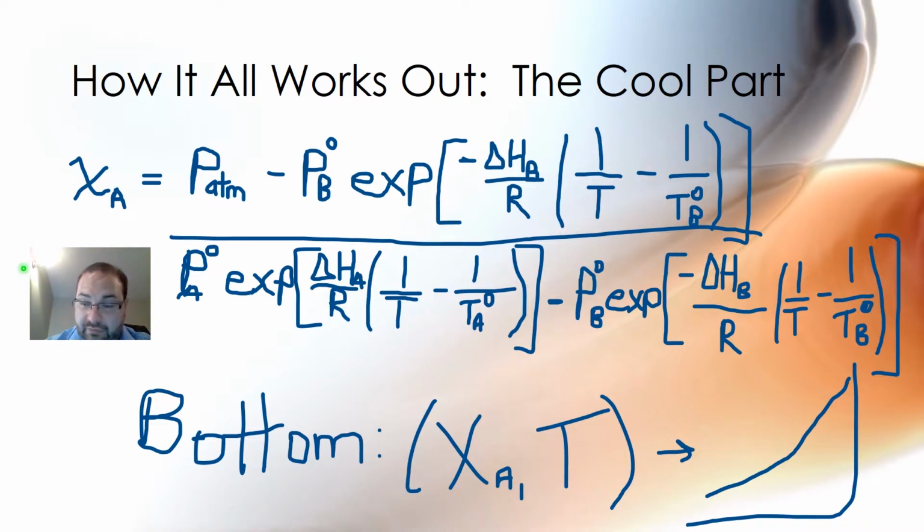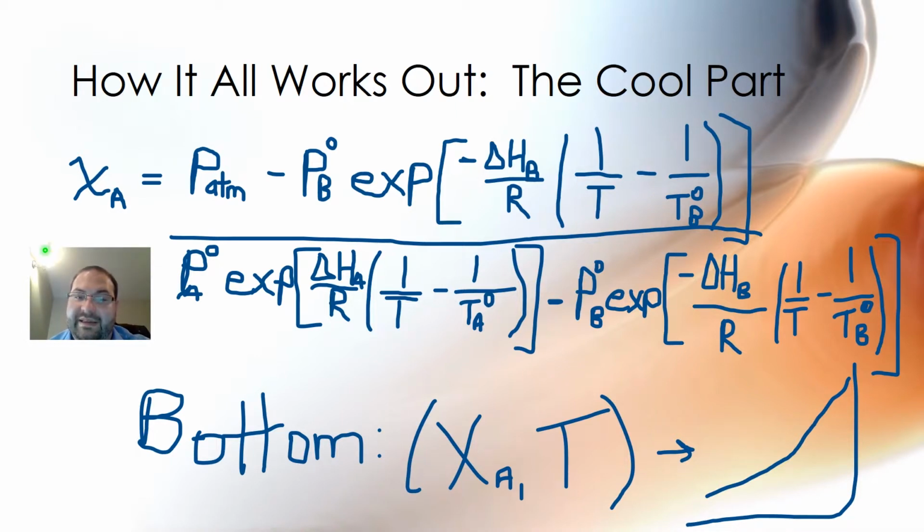Now, I told you before that the P in the Clausius-Clapeyron equation is the P naught in the combined Dalton-Raoult model. And that's true here too.